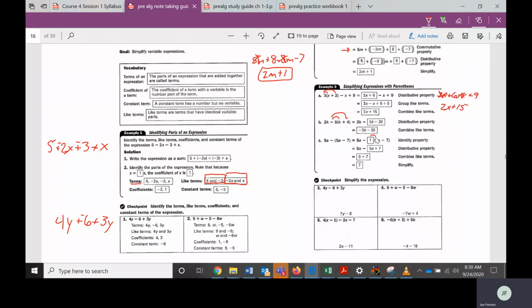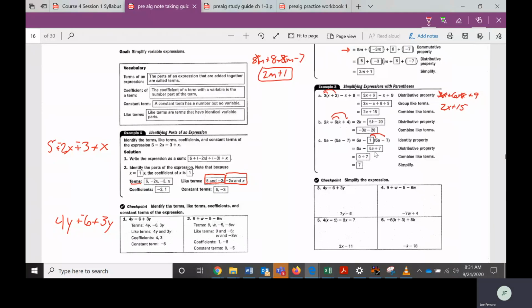So they say a minus 1 times a 5a is a negative 5a. Okay, because negative 1 times 5 is negative 5. Then they take the negative 1 times a negative 7. Okay, so think of this as a negative 1 times a negative 7 is a plus 7.